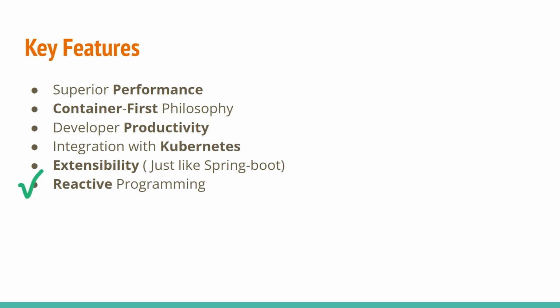Quarkus offers support for reactive programming with libraries like Vert.x and Mutiny, making it suitable for building responsive and scalable applications. In summary, Quarkus is a compelling option for Java developers looking to build cloud native applications with the performance and resource efficiency required for modern containerized environments.